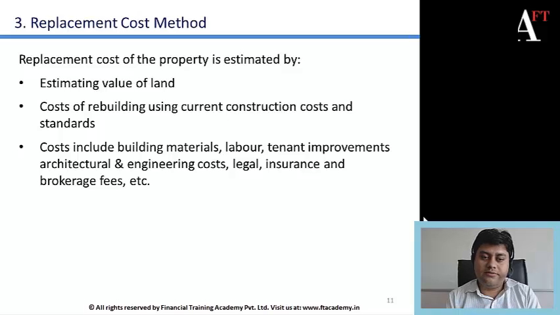And obviously the cost of building materials, labor charges, tenant improvements, and architectural and engineering costs, that is architectural fees and engineering consultant fees will be included, plus the legal charges, stamp duty charges, insurance charges, and brokerage fees for brokers, etc. All these costs are also included in the replacement cost method. So these are the three methods of valuing a real estate property.